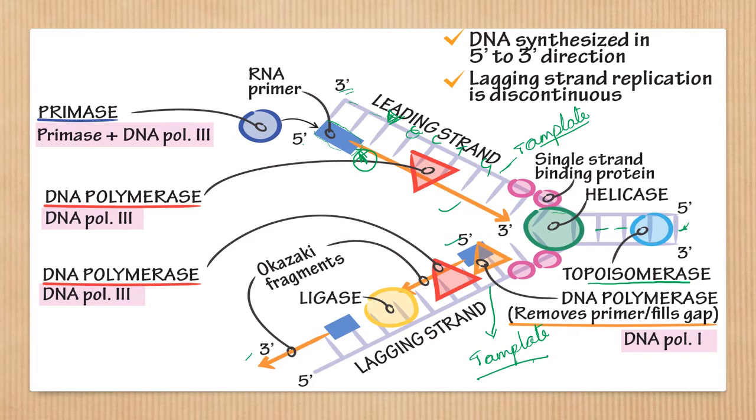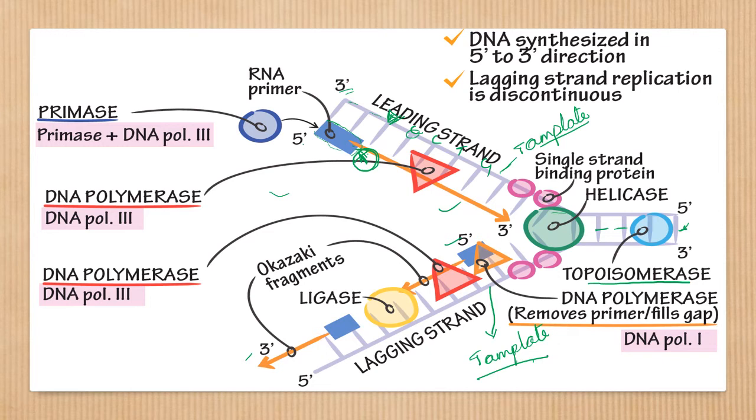Already we studied that the first requirement is nucleotides only. The nucleotides are present in the nucleoplasm, in the nucleus itself. So this RNA primer, according to the sequence on the old strand, collects those nucleotides from the nucleotide pool and brings them here. Then the strand is extended. The primer's function is to join nucleotides as per the sequence present on this template strand.